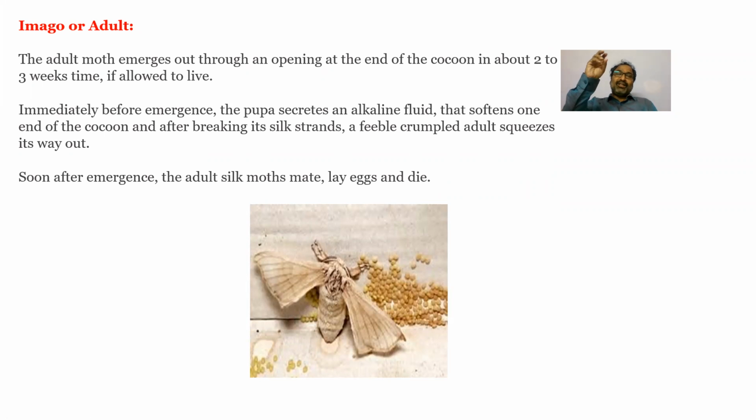It softens one particular end by secreting a fluid. And after breaking its silk strands, those threads and layers, a feeble crumpled adult squeezes out. So soon after emergence, the adult silk moths mate. Again it chooses the other male or female. They will mate, they will lay their eggs, and they will die.